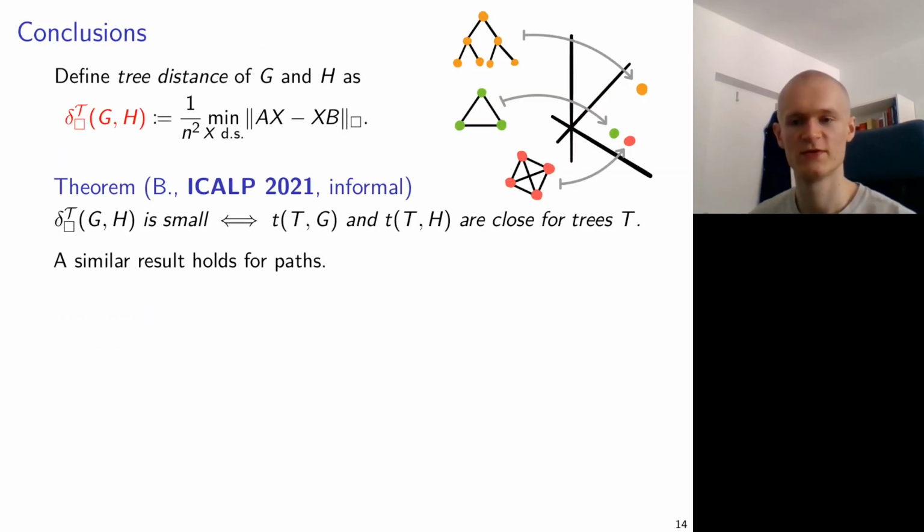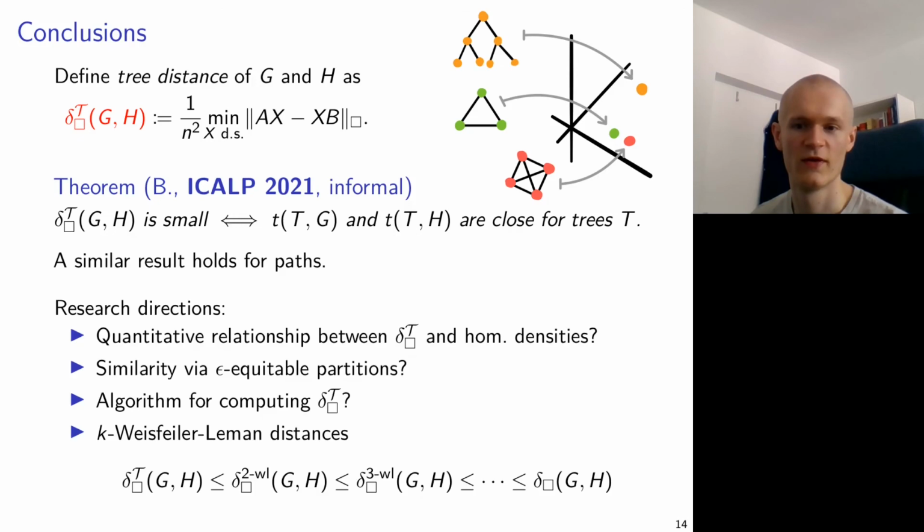So this brings me to the end of my video. I've introduced this tree distance and shown that it's small if and only if these tree homomorphism densities are close. Before that, it was only known that it's 0 if and only if these tree homomorphism densities are the same. And by these general results on the graphon pseudometrics, you also obtain a similar result for paths.